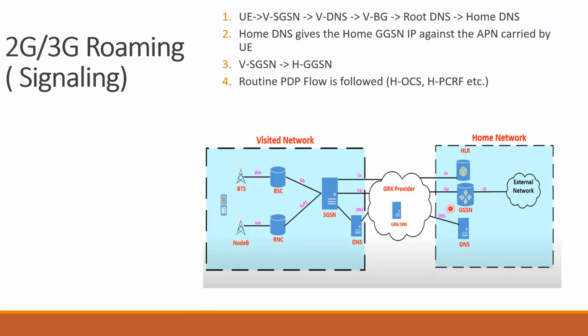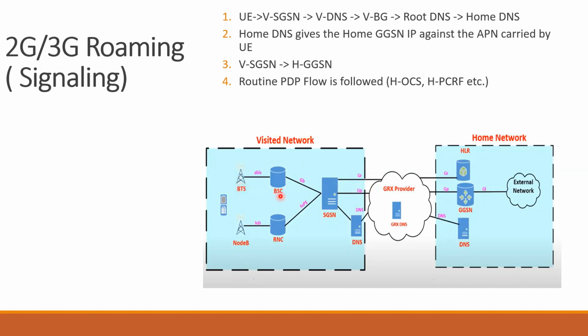So once your attach is successful, you have been successfully authenticated by your respective HLR and HSS. The next step is to create a PDP session in 2G and 3G, and to create a bearer in 4G. The different network elements involved in this are on the visitor network.